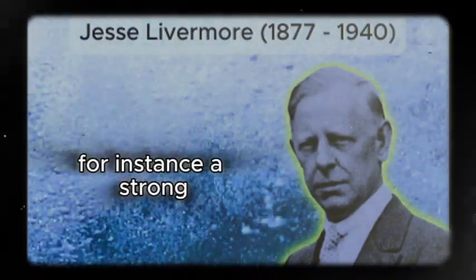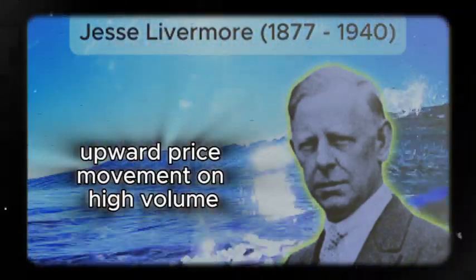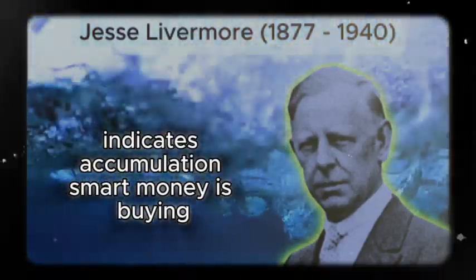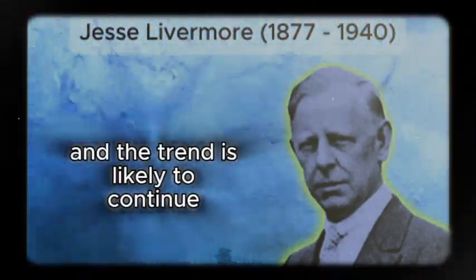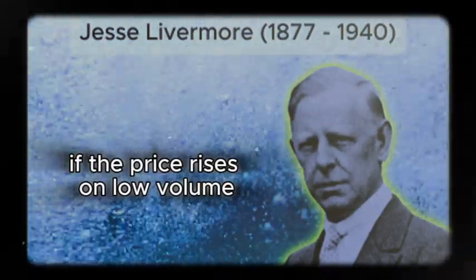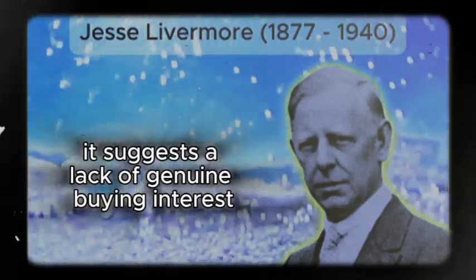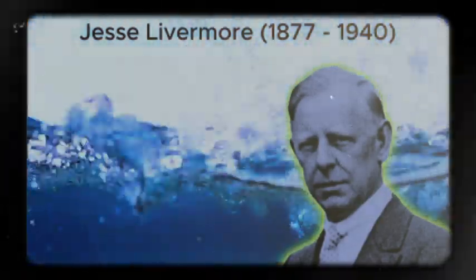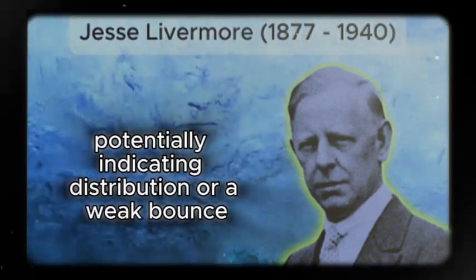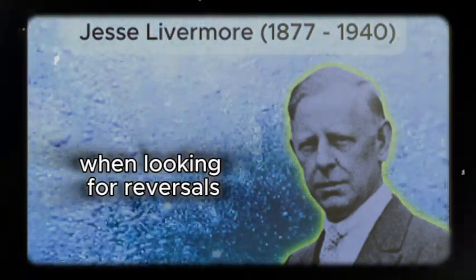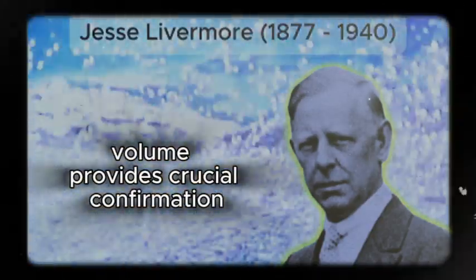For instance, a strong upward price movement on high volume indicates accumulation. Smart money is buying, and the trend is likely to continue. If the price rises on low volume, it suggests a lack of genuine buying interest, and the rally might be short-lived, potentially indicating distribution or a weak bounce. When looking for reversals, volume provides crucial confirmation.